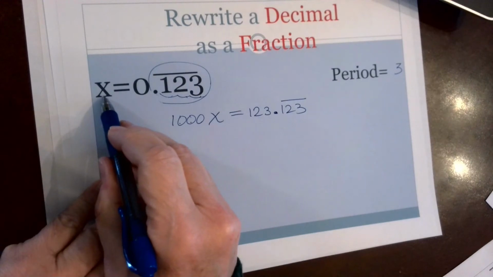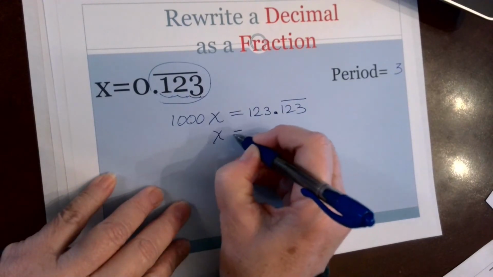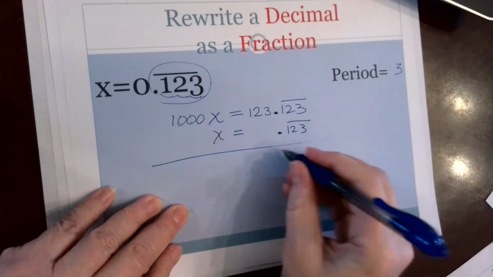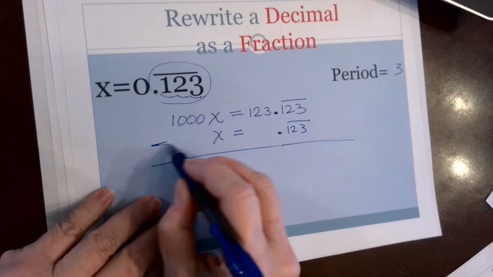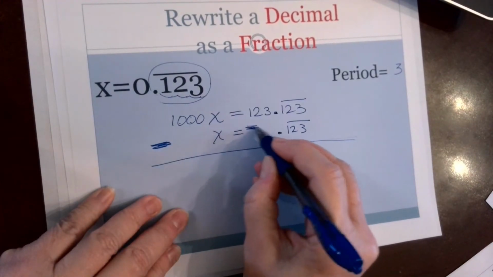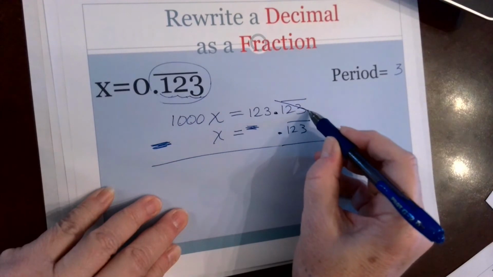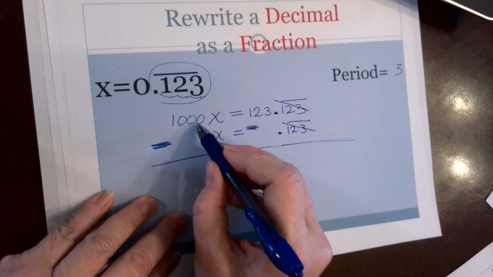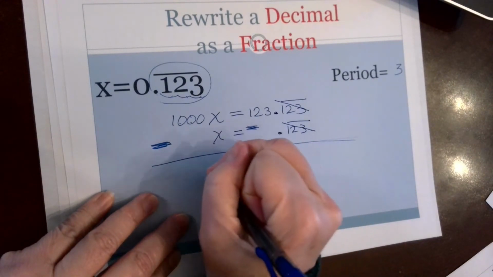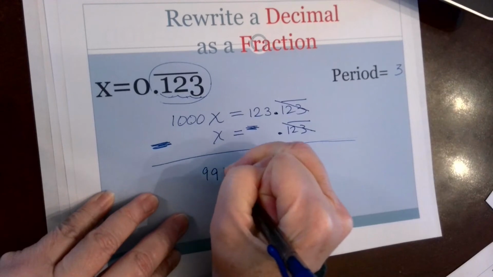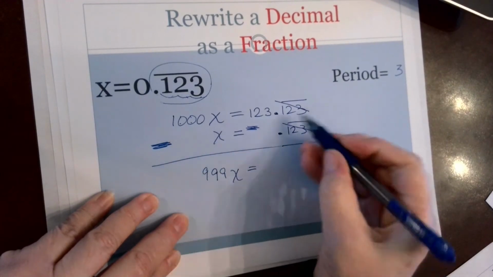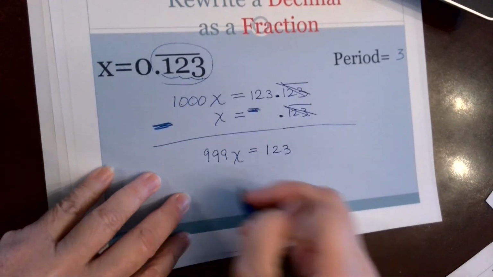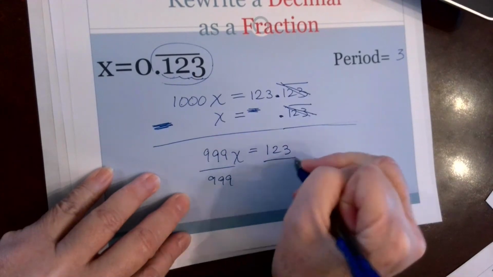Underneath that, I'm going to put x equals 0.123 repeating and subtract them. The cool thing is when you subtract the 0.123 repeating forever from the 0.123 repeating forever, they cancel out. So we have 1,000 x's minus 1x, that's 999 x's. And then these canceled out, so it's just 123. And then you can divide both sides by 999.